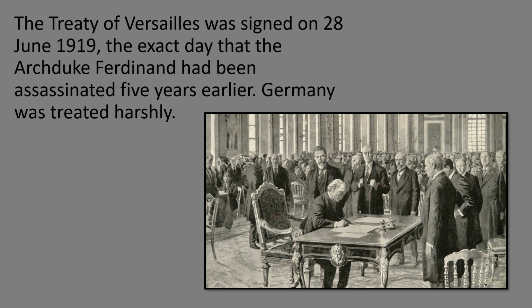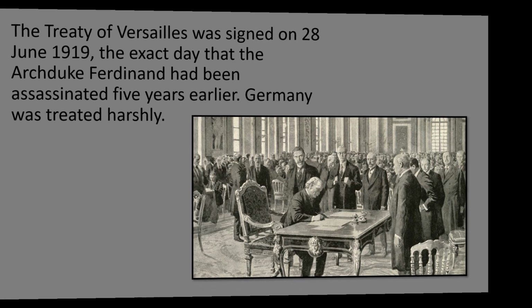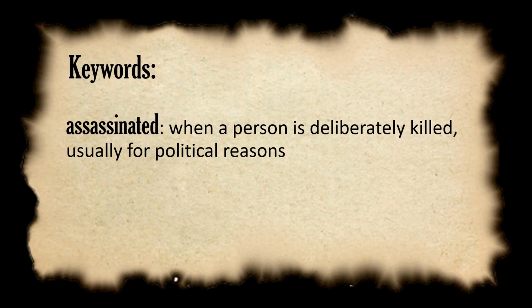The Treaty of Versailles was signed on 28 June 1919, the exact day that the Archduke Ferdinand had been assassinated 5 years earlier. Germany was treated harshly. Keywords: assassinated. When a person is deliberately killed, usually for political reasons.